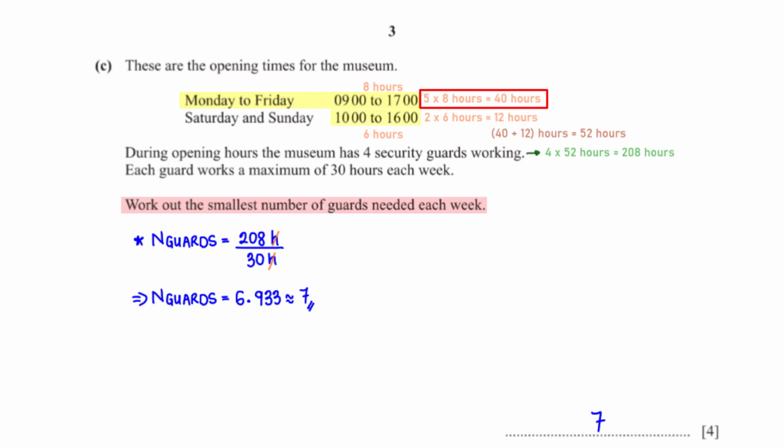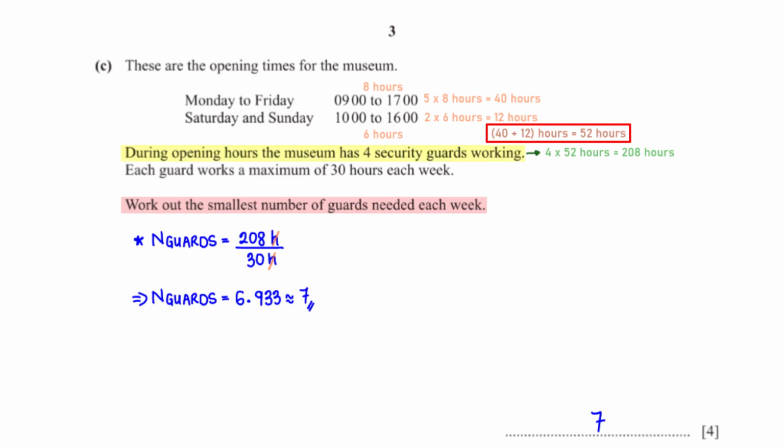To get the number of hours from 10 o'clock to 16 o'clock, we subtract 10 o'clock from 16 o'clock, which gives us 6 hours. Saturday and Sunday make up 2 days. So the total number of hours the museum is open from Saturday to Sunday is equal to 2 times 6 hours, which is equal to 12 hours. When we add 40 hours to 12 hours, we get 52 hours, which is the total number of hours the museum is open during the week.